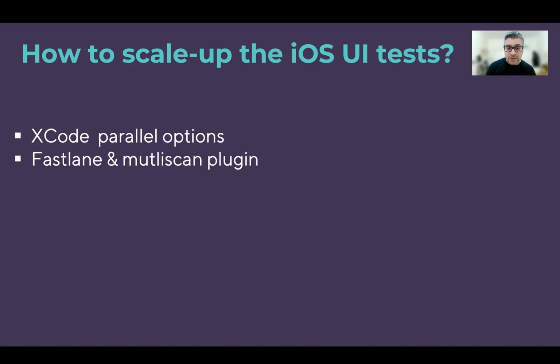Another option is Fastlane. We can use a tool called Fastlane with a plugin called Multiscan. This helps us split our UI tests and run them on different devices at the same time. We also have Firebase Test Lab and Flank. Firebase Test Lab is from Google, and you can run iOS test cases on physical devices there. Flank is a wrapper that helps us split the test cases into different threads, simulators, emulators, or real devices, and then run them at the same time.